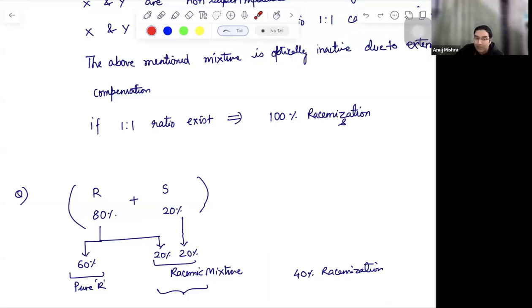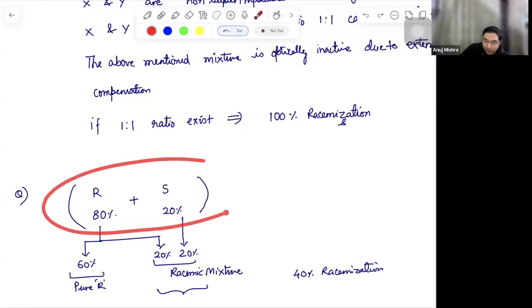What is 100% racemization? When we have 50-50. What is 60% racemization? When you have 30-30. What is 20% racemization? When you have 10-10. Is it clear? So can you explain this one again? Okay. Yeah. This is clear, Advik?